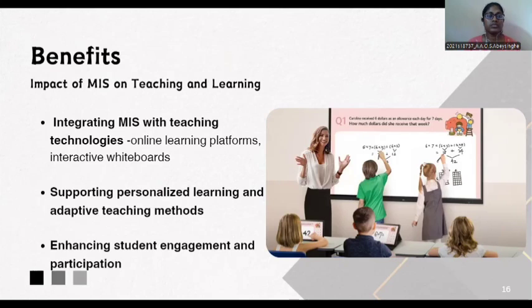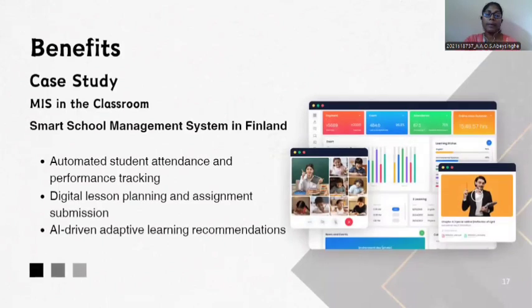MIS also boosts students' engagement. Therefore, teachers can provide instant feedback on assignments, keeping students motivated. Integration with tools like Kahoot and discussion boards helps maintain students' interest. MIS also tracks participation and performance, and a Parent Portal allows parents to monitor their child's academic progress, creating a supportive learning environment. Now, let's look at a real-world example of how MIS is successfully applied in the classroom.